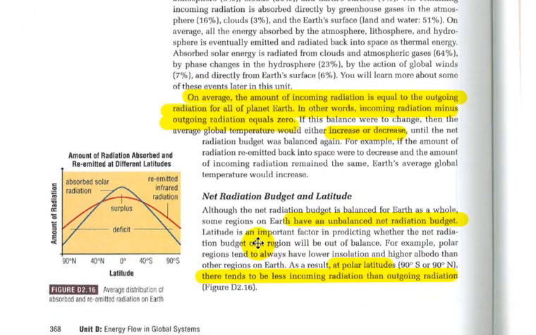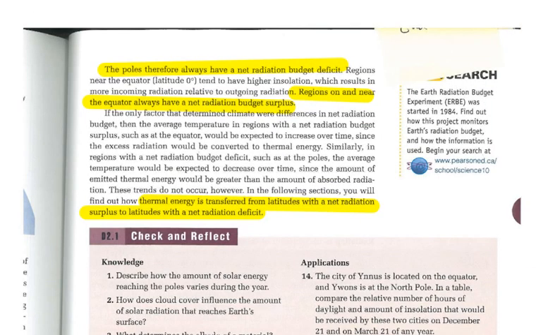Although the net radiation budget is balanced for Earth as a whole, some regions on Earth have an unbalanced net radiation budget. As we've seen, latitude is an important factor. For example, the polar regions tend to have lower insolation, so less solar energy reaches near the poles. And because there is snow on the ground up there, there's a higher albedo, so more reflection. As a result, there's less incoming than outgoing. So there's an imbalance there. The poles always have a net radiation budget deficit.